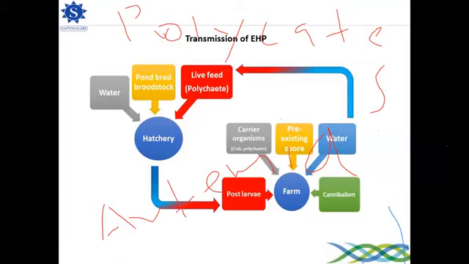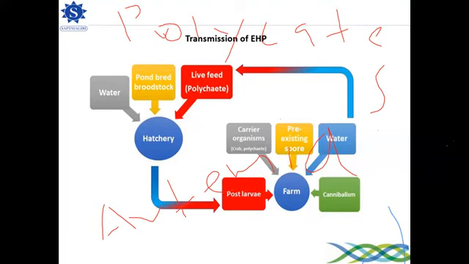Then the broodstock quality. Sometimes with pond-bred broodstock, or earlier in quarantine facilities, EHP was not screened, as it's not mandatory. So there is a chance of getting contamination from that area also. Now what is happening in India is that the cycle is continuing: hatchery to farm, farm to natural water bodies, natural water bodies to live feeds, then again hatchery. The cycle is continuing.